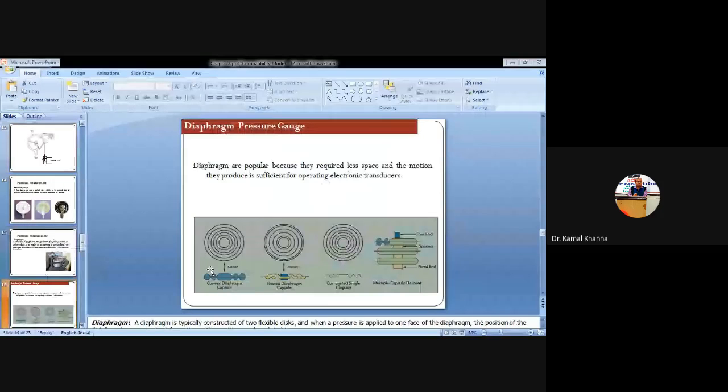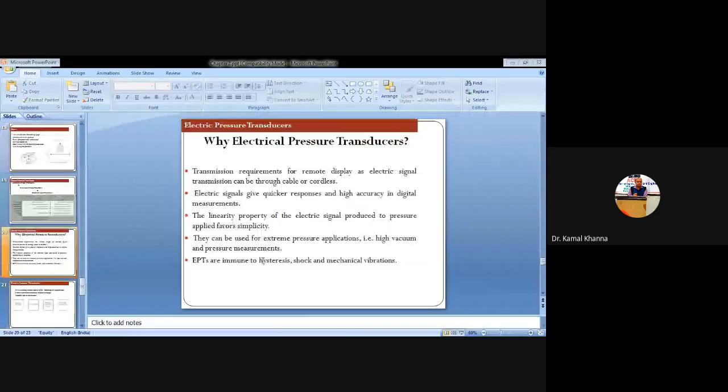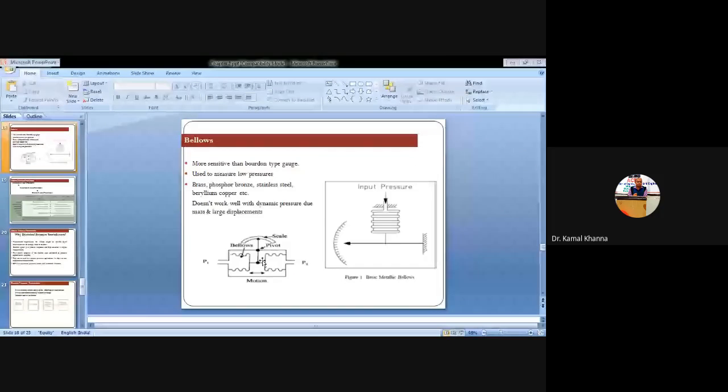Last but not the least, we have the dead weight pressure gauge. So this is the dead weight pressure gauge. You can see they are also called the Willows. This is the most accurate pressure gauge, and it is generally used for the calibration of the other kinds of pressure gauges. It is also very sensitive as compared to the modern type gauge, and is also used to measure low pressure.